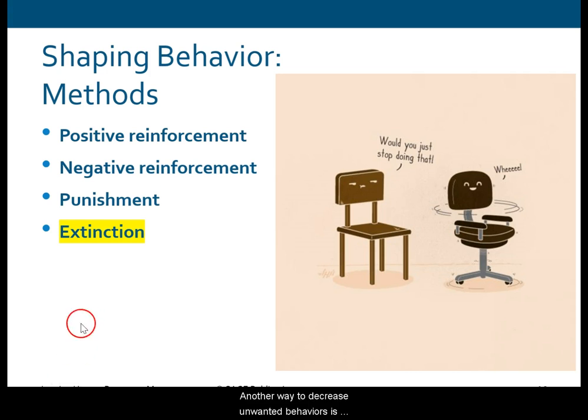Another way to decrease unwanted behavior is extinction. Extinction provides no reinforcement, neither positive nor negative. Put simply, if you want to discourage a behavior, you can stop giving it feedback or just ignore it.